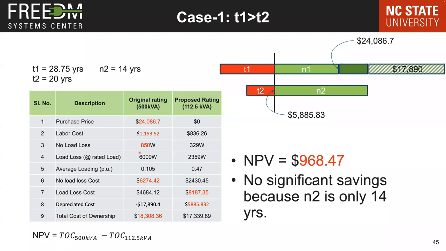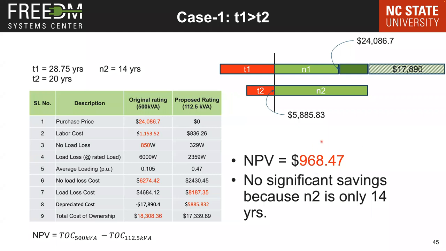But once you add all these values together, this value is the depreciated cost. So this is the saving from this new 500 kVA that you installed. Once you add all these together, you get the total ownership cost. And when you subtract these two values, you get something called net present value. So if the net present value is positive, then it makes sense to replace this existing transformer with a new transformer. And if it is negative, then it doesn't make any sense to replace the existing with a new transformer.